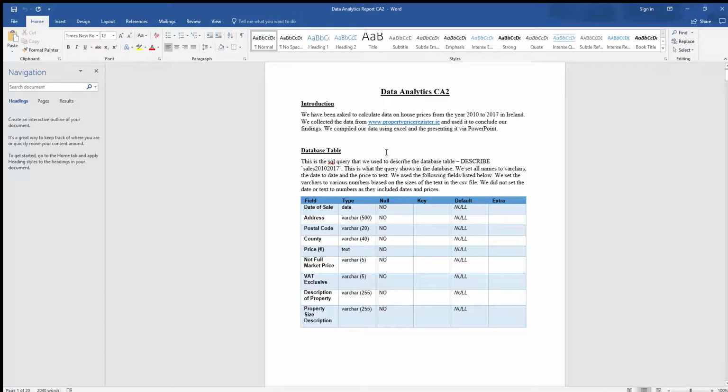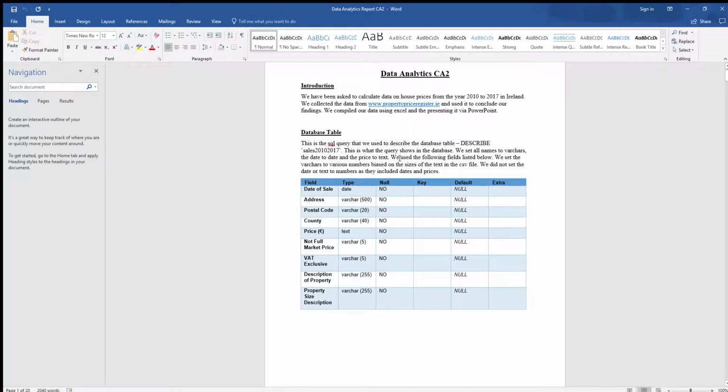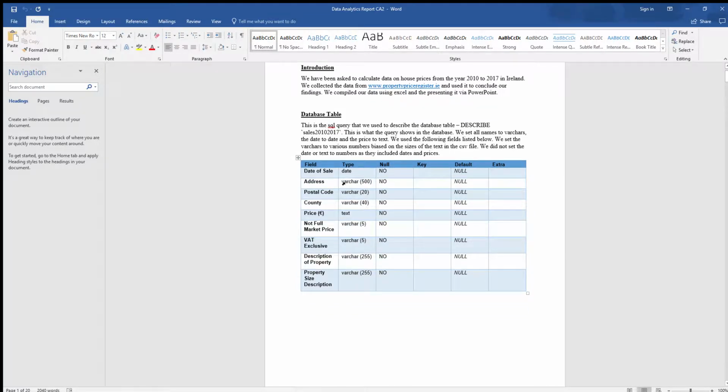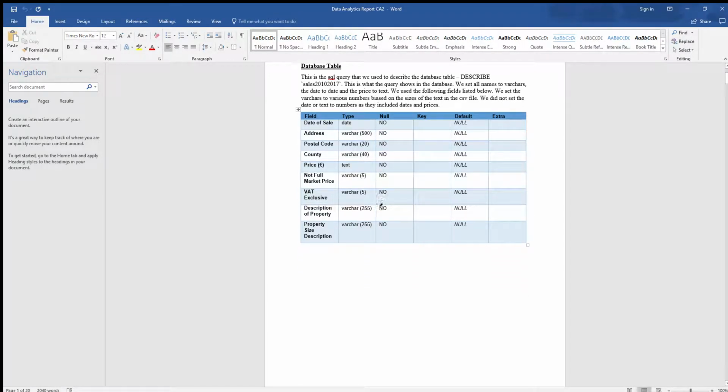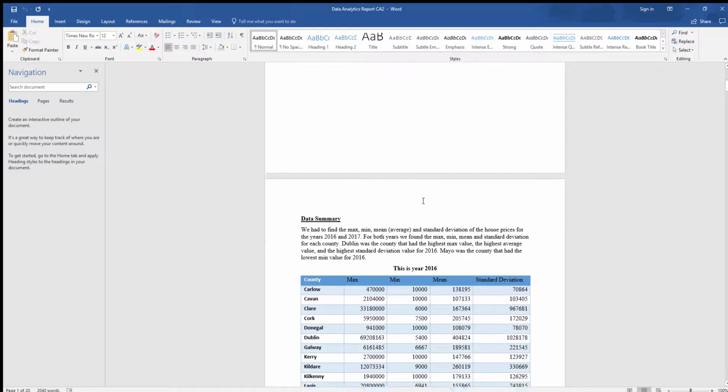So this is the database table. This was whenever it was put into MySQL and we had to export as the SQL. This was what we used to import the data. This was the titles of each field. We changed them all to varchar and text and numbers and stuff accordingly.